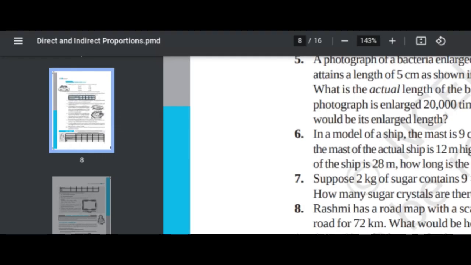A loaded truck travels 14 km in 25 minutes. If the speed remains the same, how far can it travel in 5 hours? Simply, 14 kilometers for the 25 minutes, that is x is 14, y is 25. Now for the 5 hours, how far will it travel if the speed remains the same?